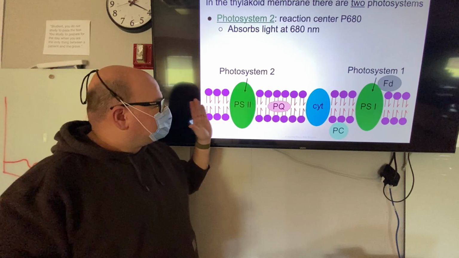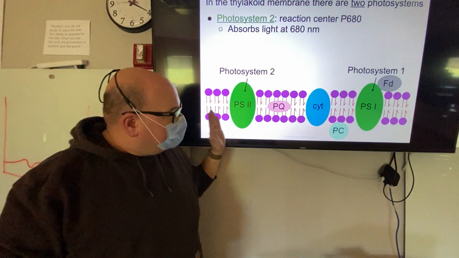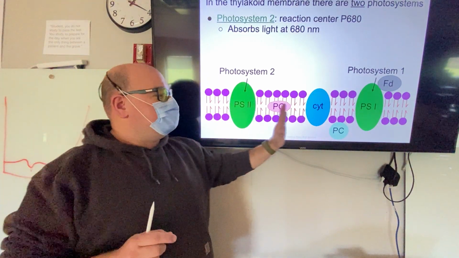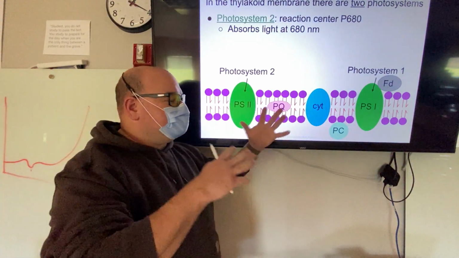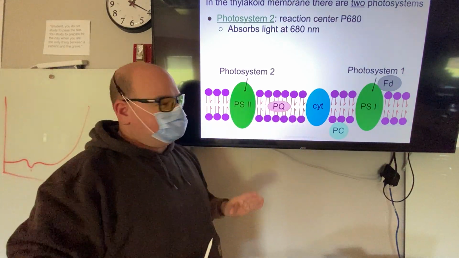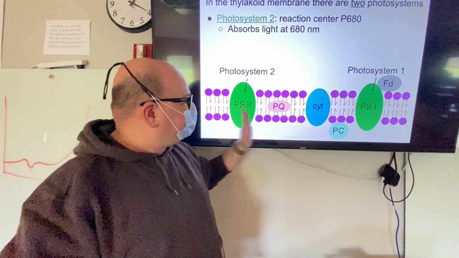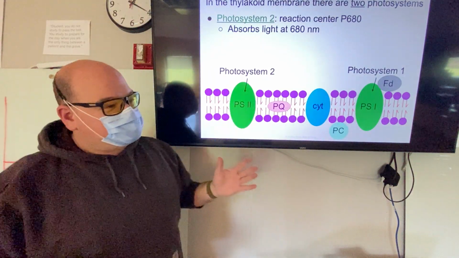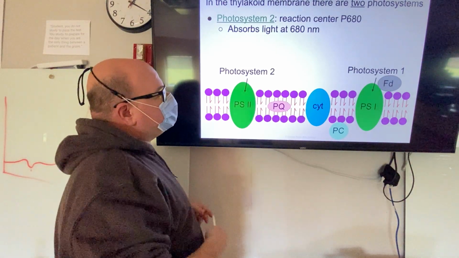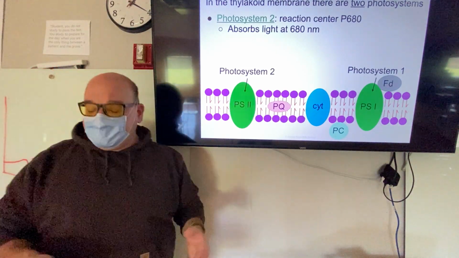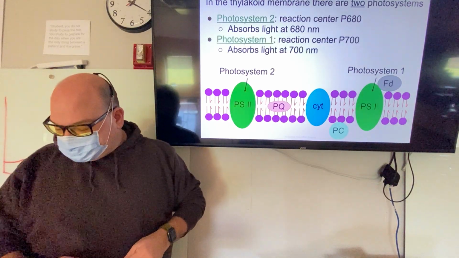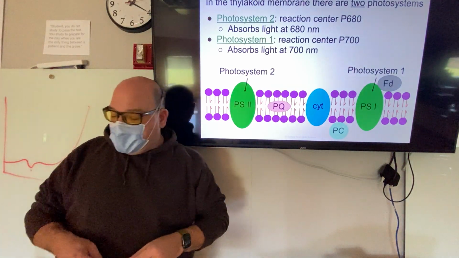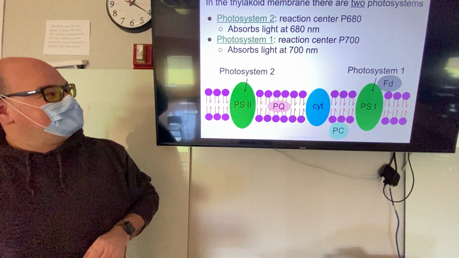So we're going to start the reaction over here and move toward photosystem 1. This is in order for students to learn it. In a real cell, these things would be arranged all over the place. So we're going to go from left to right. That means you start with photosystem 2. It just so happens photosystem 2 absorbs a wavelength of about 680 nanometers, and photosystem 1 is about 700 nanometers. So two different wavelengths or frequencies.